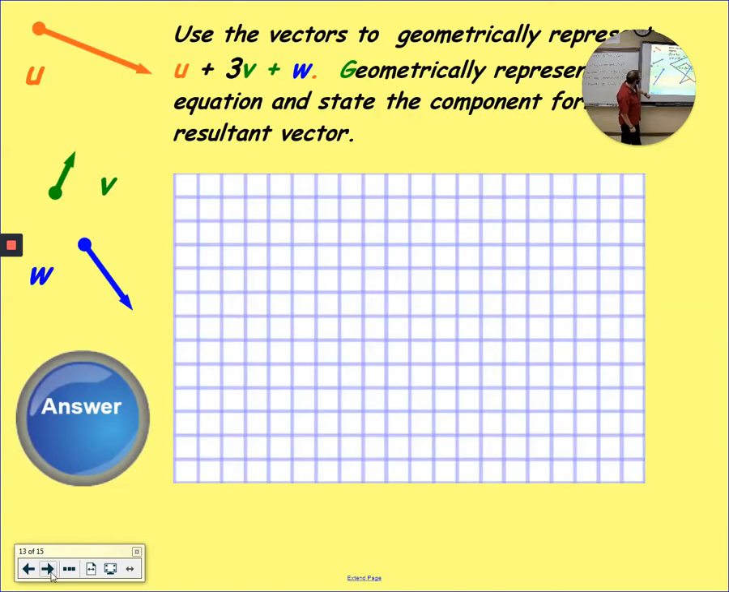You got it. Now, they're still having us do geometry. Fine. So use the vectors to geometrically represent u plus 3b plus w. Geometrically represent the equation and state the component for the resultant vector. All right.